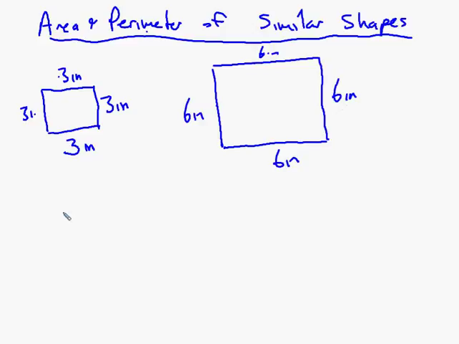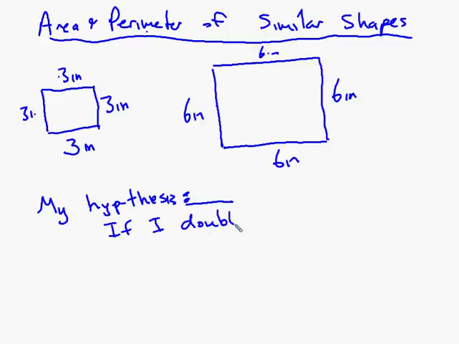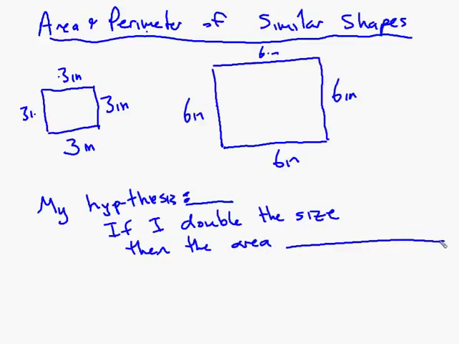I want you to form a hypothesis. So, my hypothesis, that's your guess. Here's the sentence. Finish the sentence. If I double the size, then the area blank. Form your own hypothesis. Also, then the perimeter. So I'm comparing the new area and new perimeter to the original shape. So this is my original, and this is my new shape.